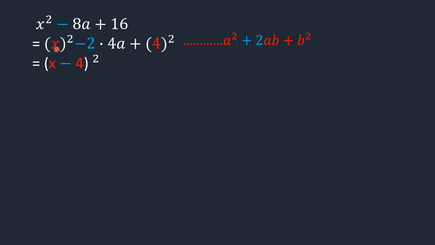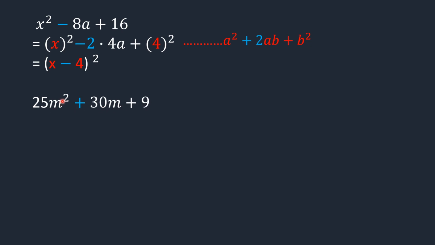We will write square root of x squared, which is x, square root of 4 squared, which is 4, sign of the middle term, which is negative, and we will write the square of the whole bracket. Thus, (x - 4) whole squared are the factors of x squared minus 8x plus 16. Next, factorize 25m squared plus 30m plus 9.